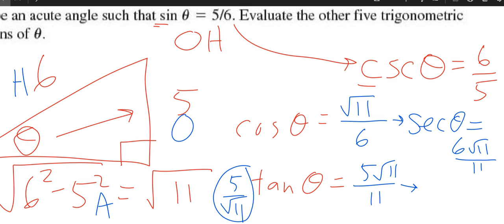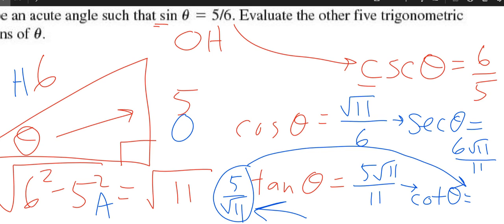Okay, which reciprocal trig function goes with tangent? Cotangent. Now, the reason I wrote this down over here is because that's going to be the easier one to flip over. What is it? Radical 11 over 5. So if I take the unsimplified one of tangent and flip it over, I get what I need for cotangent. Yes?